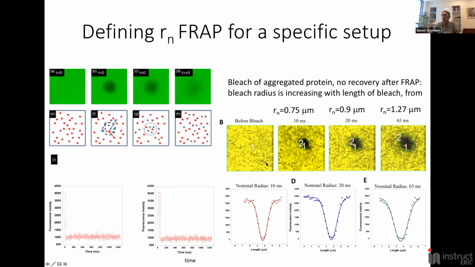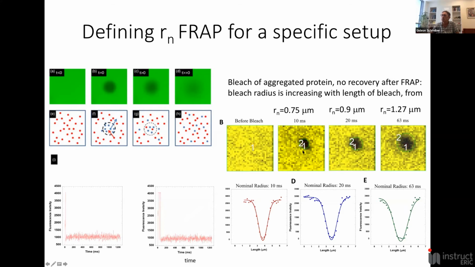So now we speak about the RN. The RN is related to the microscope. So here we have an aggregated protein, and now we bleach the aggregated protein. And as you can see here, there's no recovery when we use an aggregated protein. And if we don't have any recovery, we actually can see the result only of the laser of the microscope.